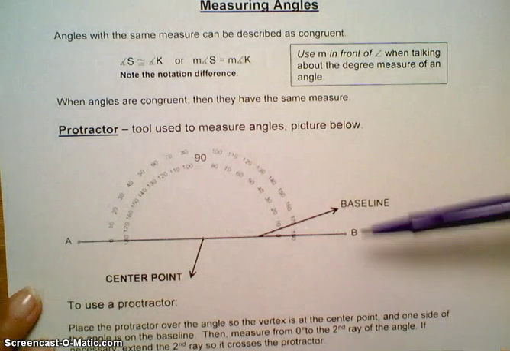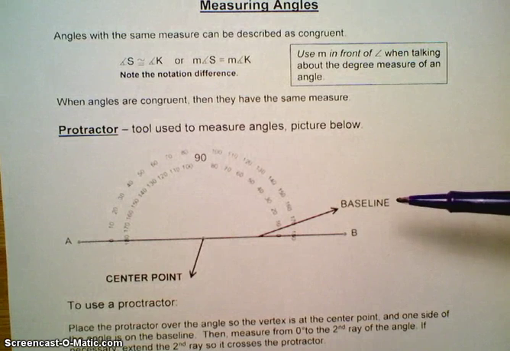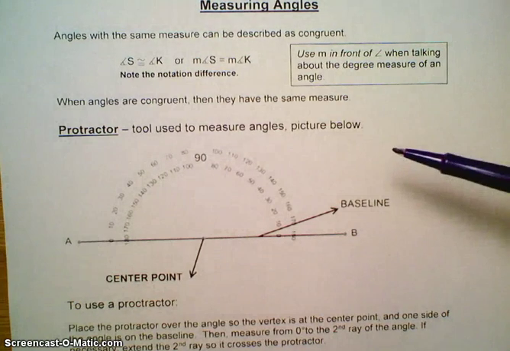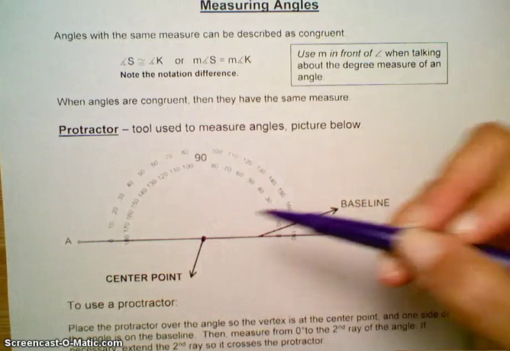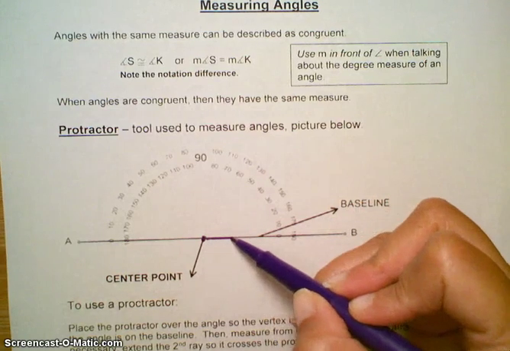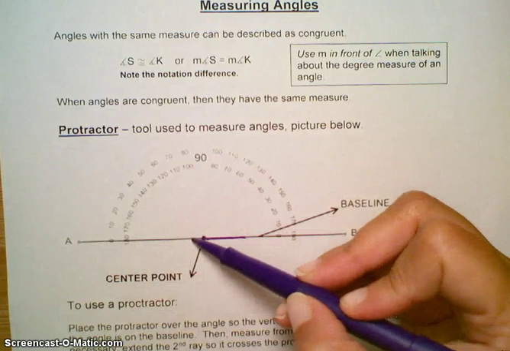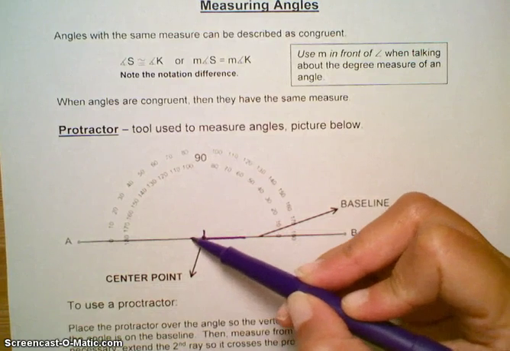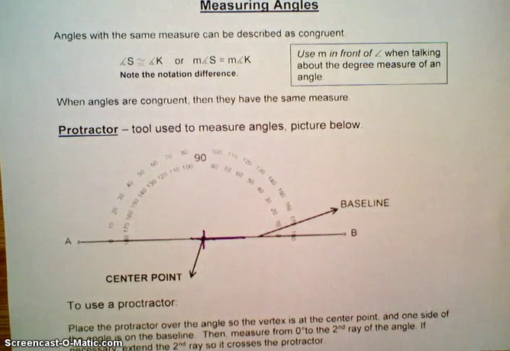Okay, so protractors are the tool that we use to measure angles, and it's not very clear in this picture, but there's a protractor here. Protractors will have a center point, and then they'll have a baseline drawn out. It can be a big baseline, it could be just a small little crosshair at where the vertex is, but all protractors will have it.